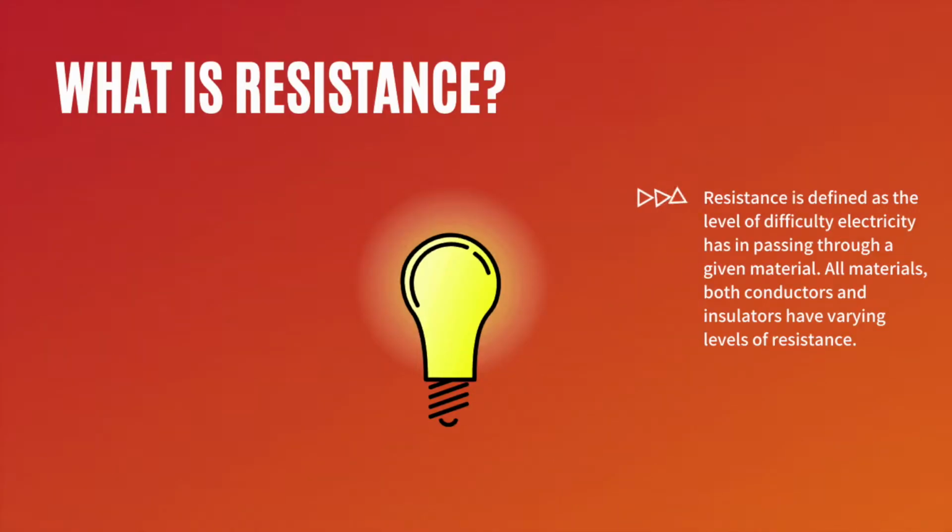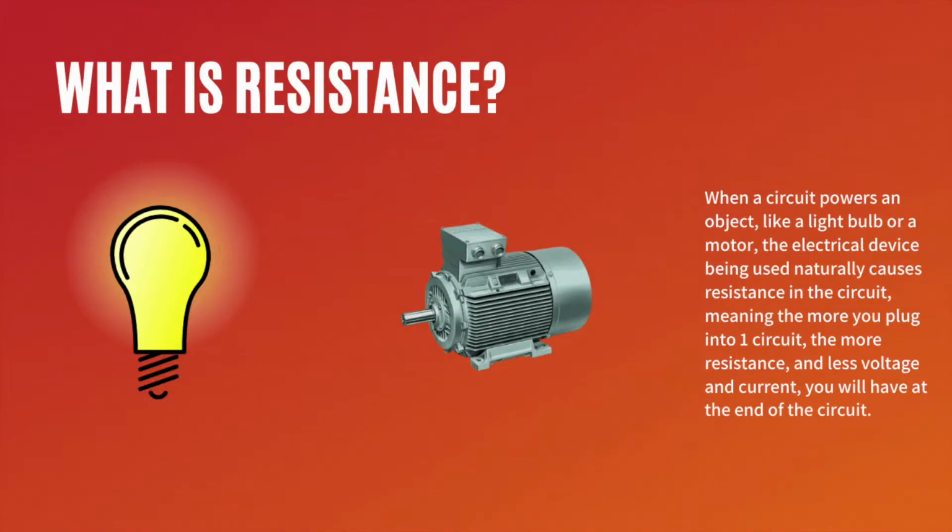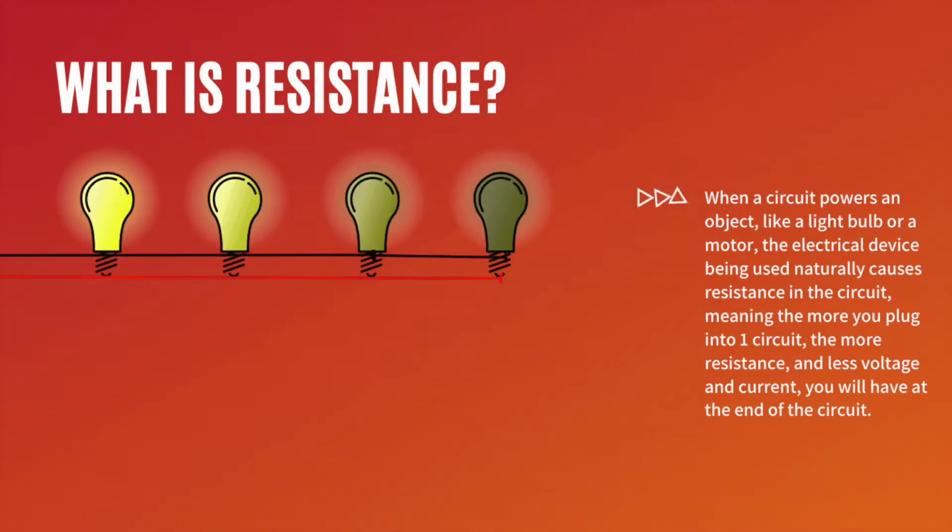What is resistance? Resistance is defined as the level of difficulty electricity has passing through a given material. All material, both conductors and insulators, have varying levels of resistance. When a circuit powers an object, like a light bulb or a motor, the electrical device being used naturally causes a resistance in the circuit, meaning the more you plug into a circuit, the more resistance and less voltage and current you have coming out the other end.